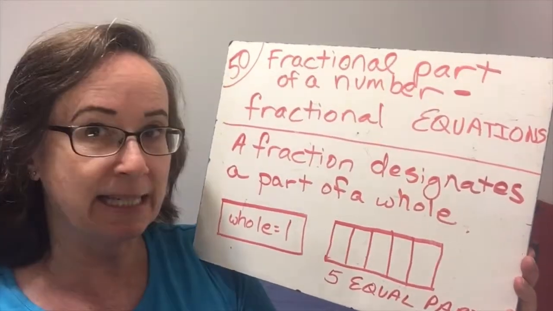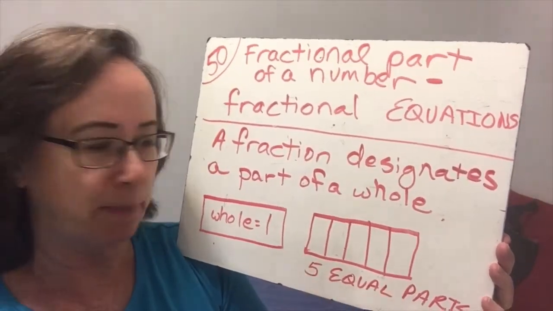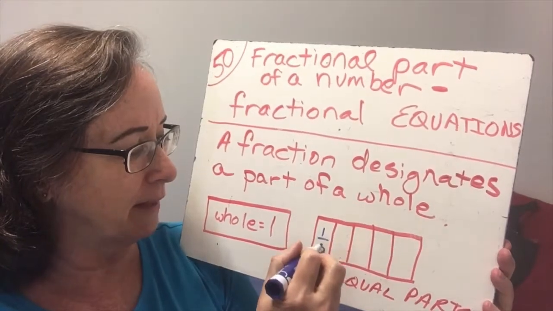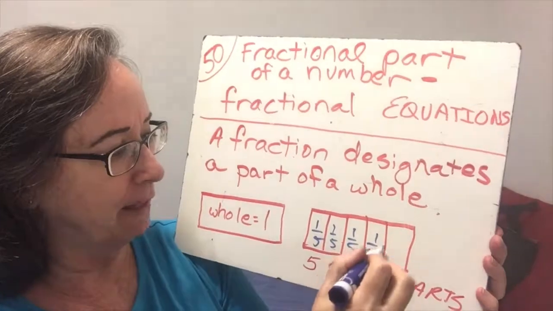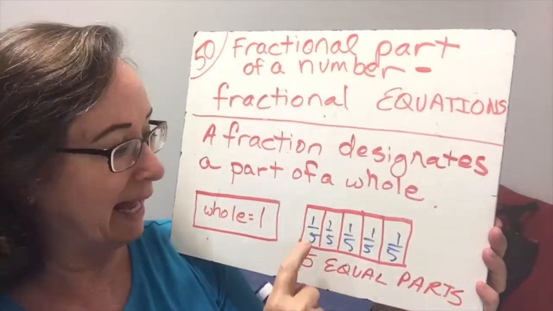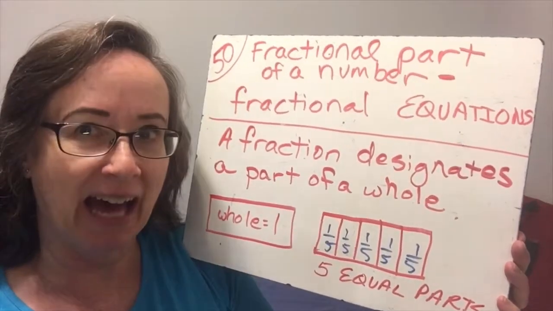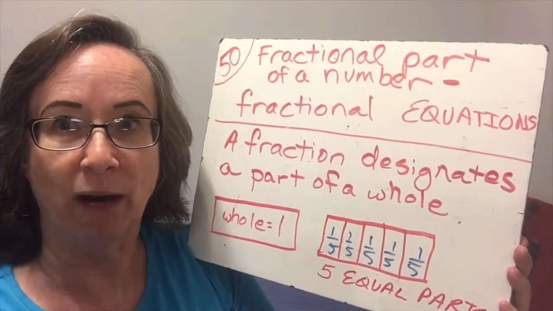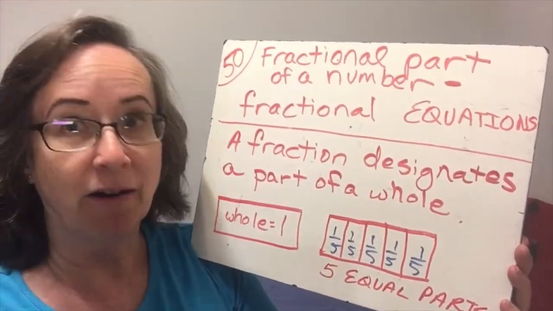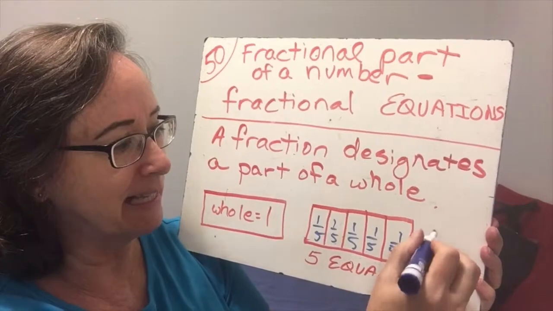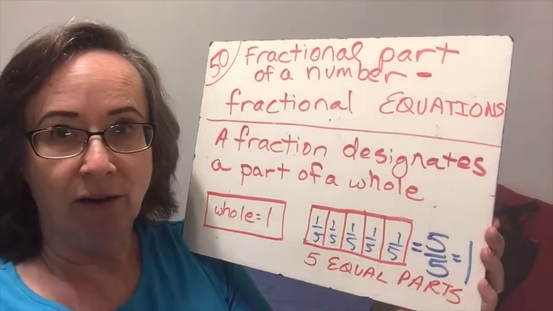Since we have five equal parts, wouldn't each part be called a fifth? So this is 1/5, and this is 1/5, and 1/5, and 1/5, and 1/5. And when we add all of those up together, altogether we have five pieces of 1/5 parts. So that's 5/5 or one whole.